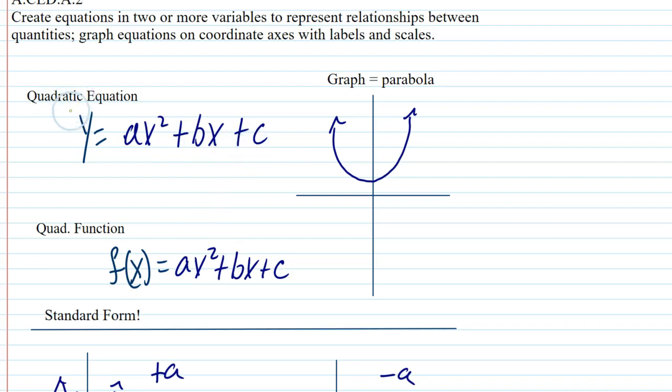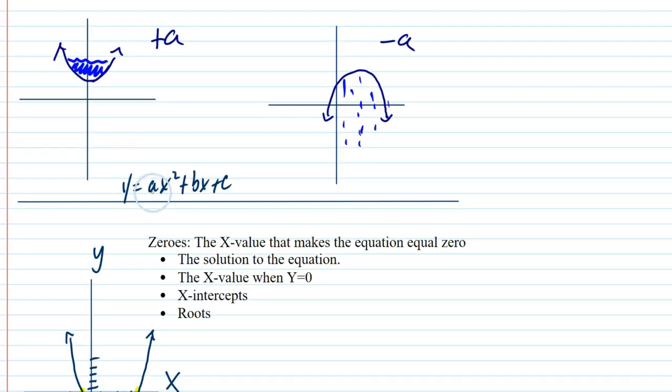Remember the difference between an equation and a function. Y equals is an equation and f of x equals is a function. Otherwise, they're the same. The graph of quadratics is a parabola, meaning it's U-shaped. The a value, the number in front of the x squared, determines whether the parabola opens up or opens down. A positive a value opens up. It's positive because it's holding your water, and a negative a value opens down, and that's negative when it spills your water.